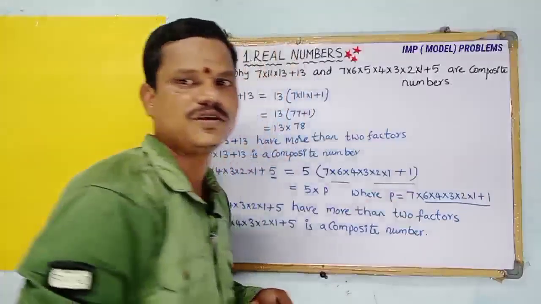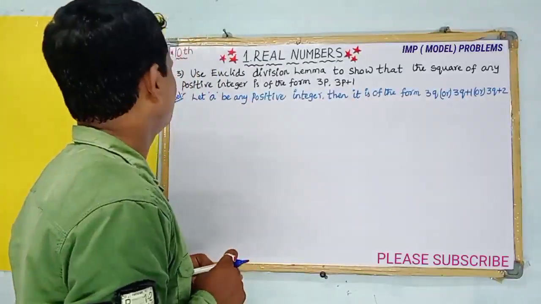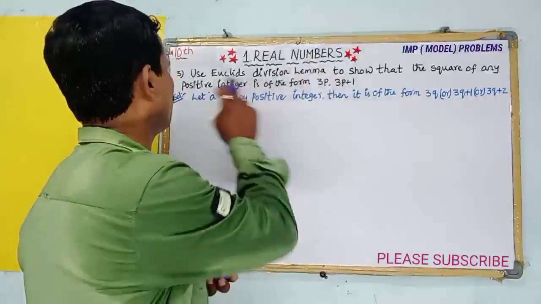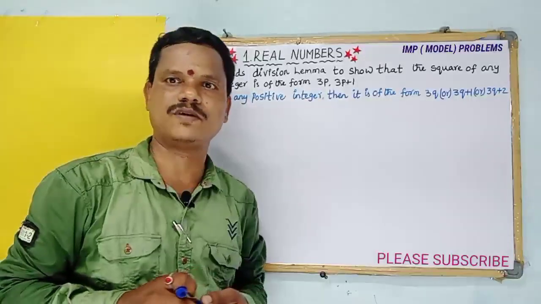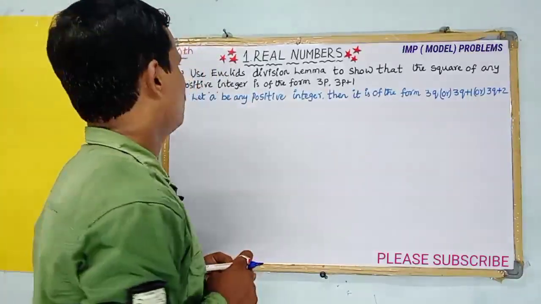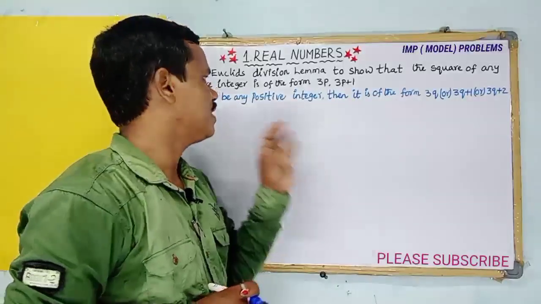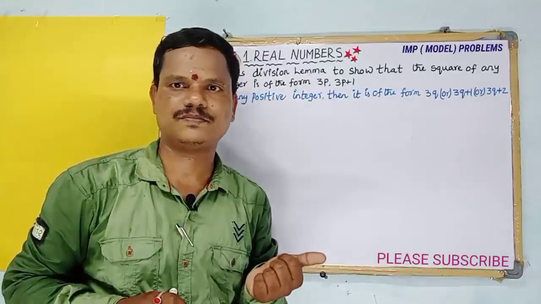Is a composite number. Okay, the third problem. Use Euclid's division lemma to show that the square of any positive integer is of the form 3p plus 1. Okay. Use Euclid's division lemma. Square of any positive integer is of the form 3p plus 1.